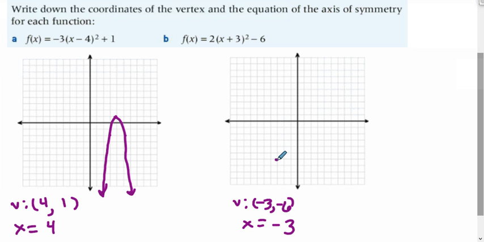This one has a positive a value, so it's opening up. Multiplier is 2. So from my vertex, instead of going 1 over and 1 up, we're going to go 1 over and 2 up on both sides. And then instead of going 2 over and 4 up, we're going to go 2 over and 8 up. And then we could go 3 over and 18 up instead of 3 over and 9 up. Okay, that's a bad curve, but you get the idea. So again, just practicing with vertex form.